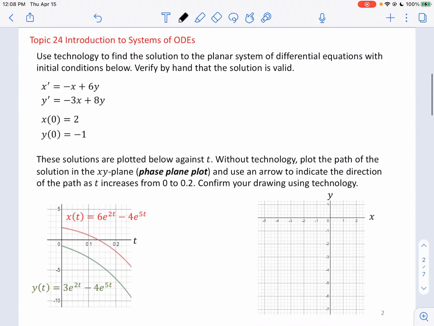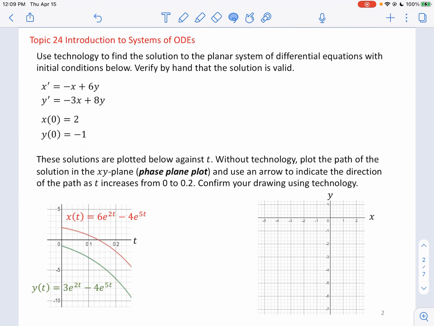Okay, next slide. Use technology to find the solution to the planar system of differential equations with initial conditions below. Verify that the solution is valid. Okay, so here we have a system. This is a planar system, first order, so the dimension is 2. And we also have some initial conditions of what x and y have to be at time 0, at t equals 0.